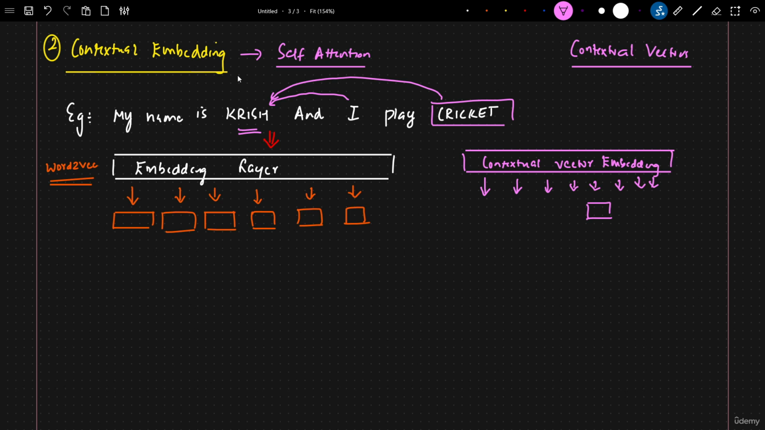We'll try to understand how this entire architecture works, and step by step we'll cover each and everything as we go ahead, right?